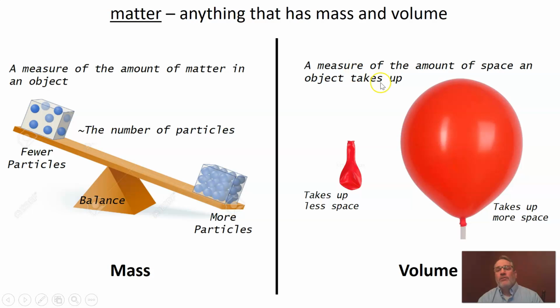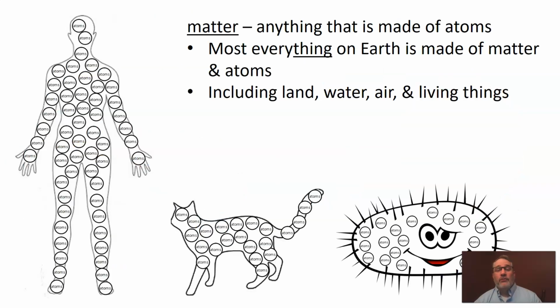When we talk about volume, we're talking about the amount of space that an object takes up. So, if we say something takes up a lot of space, well, then we can say something else takes up less space. And so volume is the amount of space an object takes up, whereas mass is the amount of matter in an object. Okay, so that's the most basic definition you're always going to run into, but I don't feel like it's the best one.